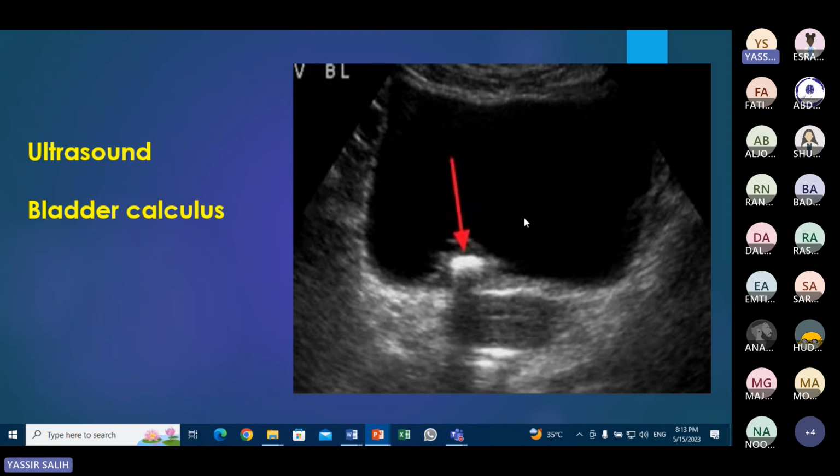Also this is a stone. Where is this stone? In the bladder. This is a cystic stone. A stone in any place on X-ray is hyperdense, and on ultrasound it is hyperechoic with shadow.